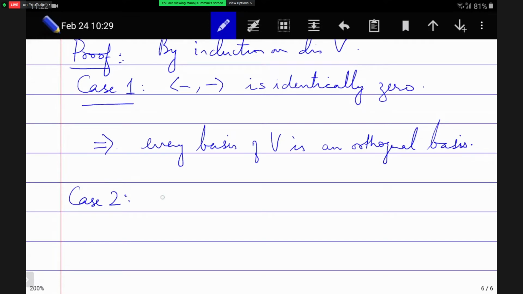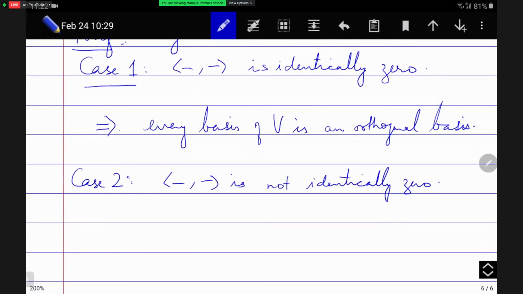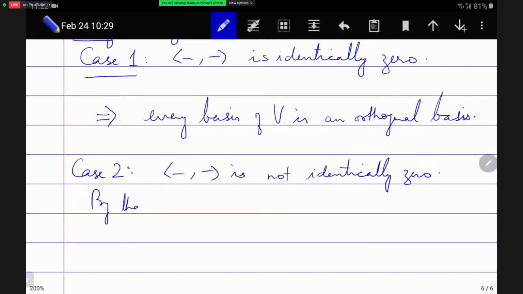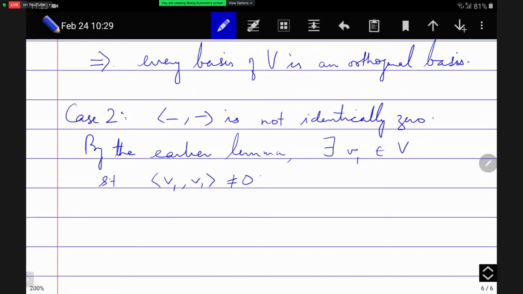By the earlier lemma, this is not identically zero. Then by the earlier lemma, there exists a V1 in V such that the form of V1 with itself is not zero. So let W be the span of V1.